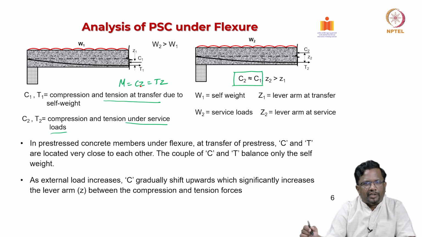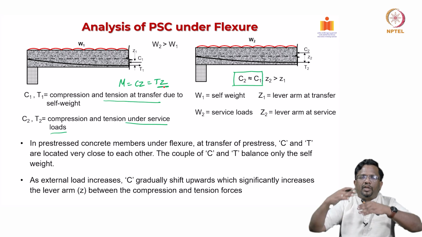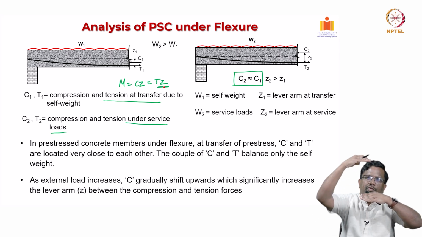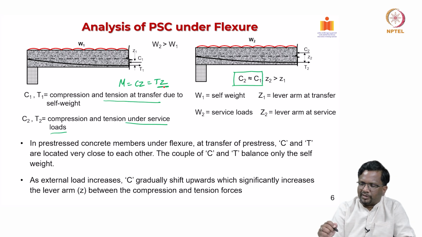If C and T do not change, then the only way I can generate moment resistance is by an increase in your lever arm. That means the compression force will start moving away from the tension force, right. So, that is the concept in pre-stress concrete. Under service conditions, the crack widths are very minor and the pre-stressing steel is not yielded. Once the pre-stressing steel yields, then this assumption is not valid, right.